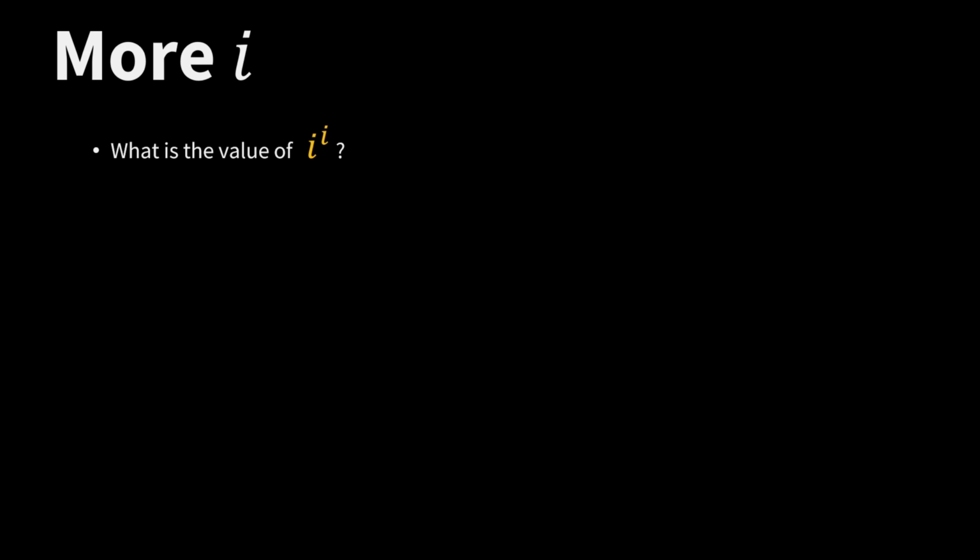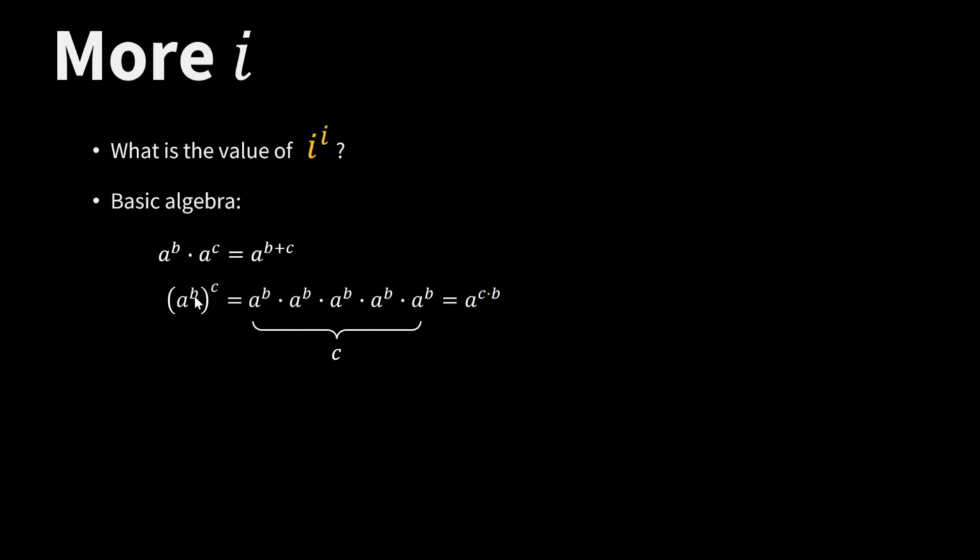Here is a fascinating fact about i. What is the value of i to the power of i? We just use some basic algebra. We already saw that a to the power of b times a to the power of c is a to the power of b plus c. Now what is a to the power of b to the power of c? Well, that is a to the power of b times a to the power of b and so on c times, which is, according to this law, a to the power of c times b. On the slide with the unit disk in the complex plane, we saw that we can express i as e to the power of pi over 2 times i.